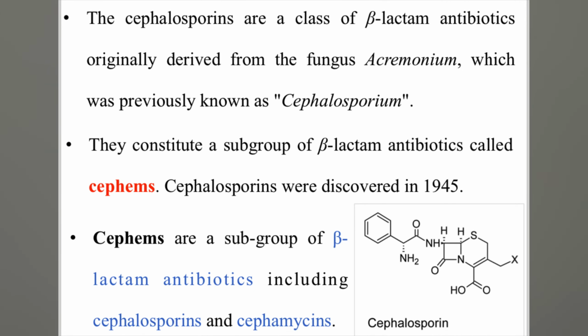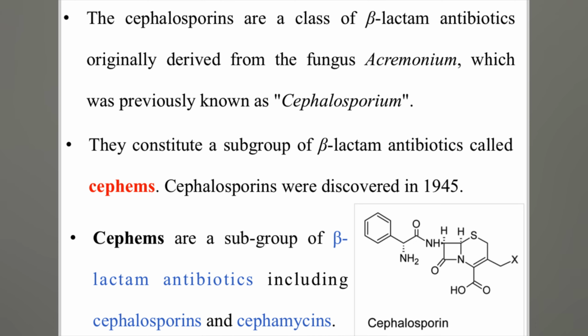It has the ability to produce cephalosporin as antibiotics. They constitute a subgroup of beta-lactam antibiotics called cephem. Okay? But we have another definition for cephem here. Cephems are a subgroup of beta-lactam antibiotics including cephalosporin and cephamycin. But mainly we discuss cephalosporin more, not cephamycin.